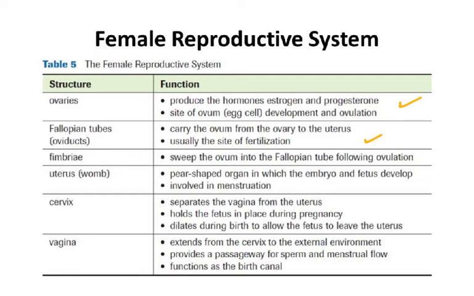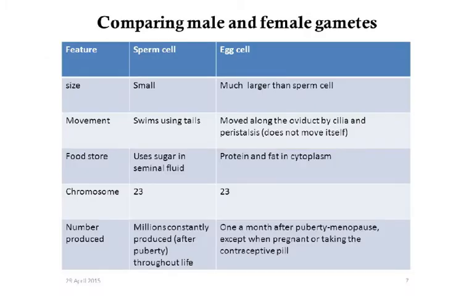So these are the different parts of the reproductive system, and you all need to understand how the functioning is going to be taking place. And I'm just going to explain that. Next point of the syllabus is comparing the male and the female gamete.